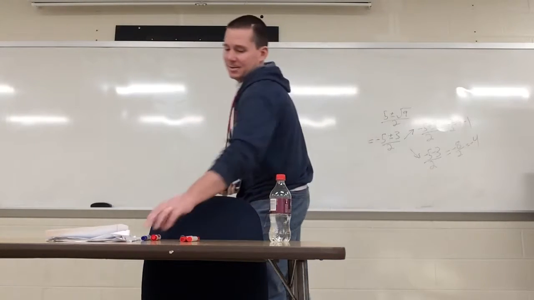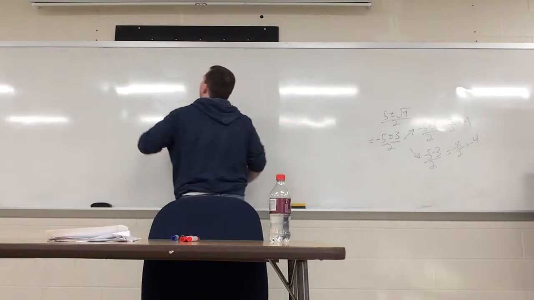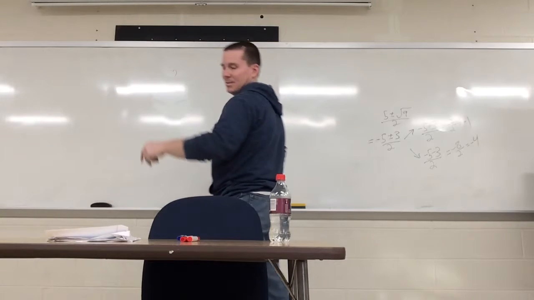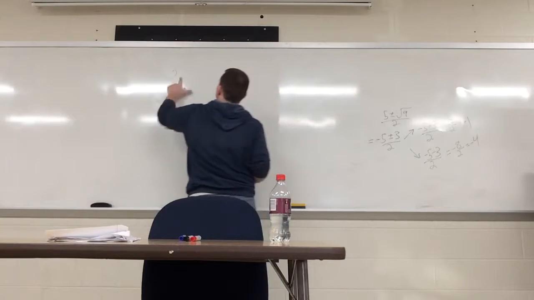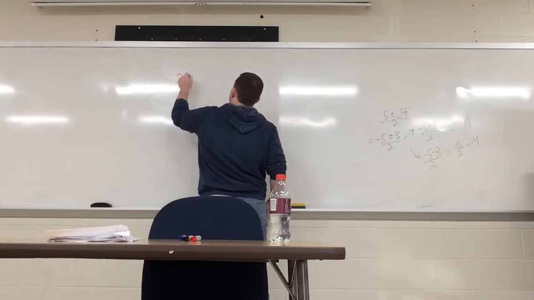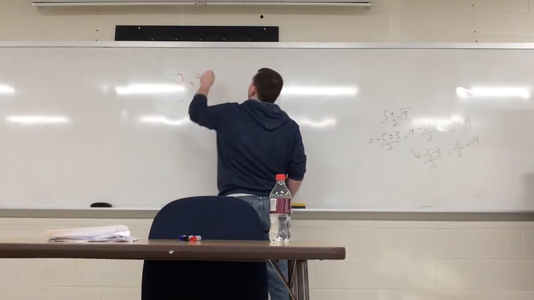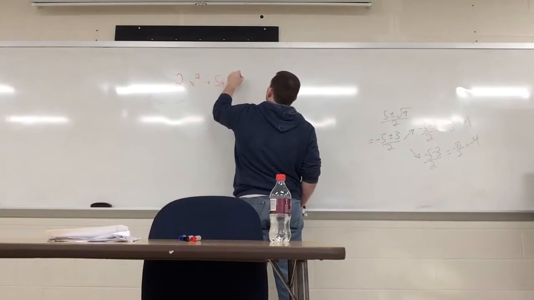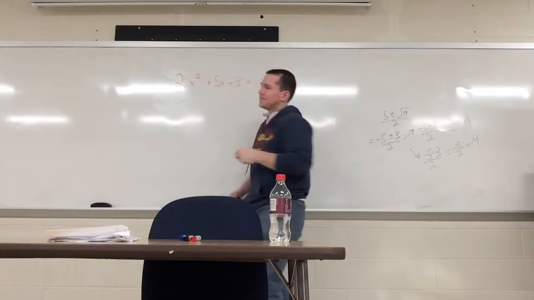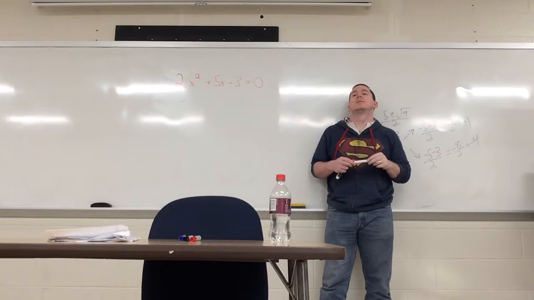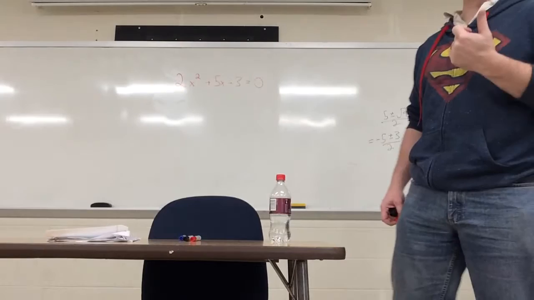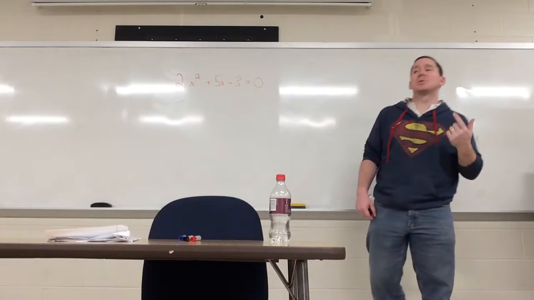So, let's see. Let's jump to a different color. Suppose we have, that was broken. Try this one. There we go. 2x squared plus 5x minus 3 equals 0. We want to solve that. First step to a quadratic is always what? Set it equal to 0, correct? In this case, it's already set to 0, so we're good.